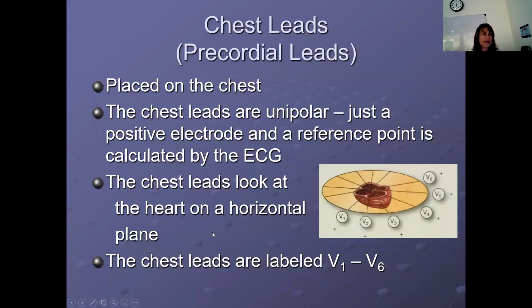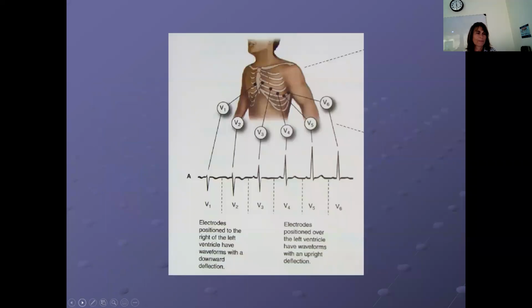The chest leads look at the heart on a horizontal plane. So when you're placing the chest leads, they kind of wrap around the heart because they're looking at the different views of the heart. Chest leads are labeled V1 through V6. So V2, V3, V4, V5, and V6. So V1 goes on the right side of the sternum.